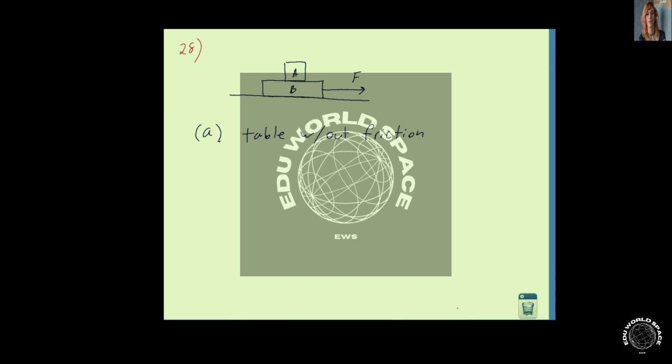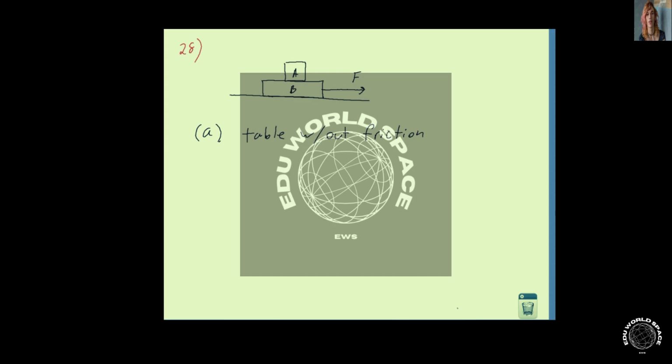All right, chapter 4, number 28. We're dealing with two blocks, A stacked on B. We're pulling on block B with a force of F, and for part A, we're doing free body diagrams for both blocks for a table without friction. So no friction between B and the table. There's got to be friction between A and the table. Otherwise, A wouldn't stick to B if you pulled B to the right.